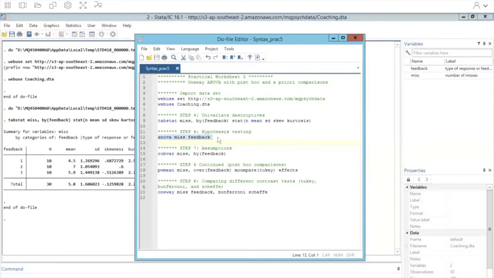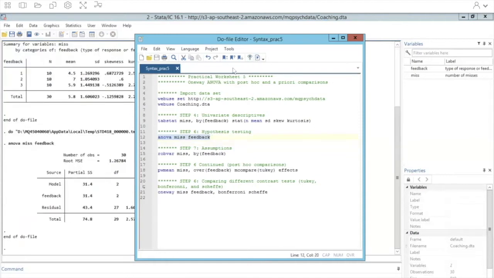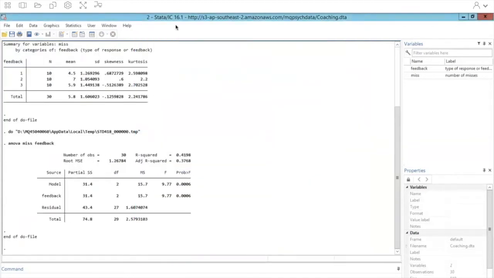Okay, the command here is pretty simple. It's just ANOVA, the dependent variable miss, followed by the independent variable feedback. All right, so the first thing we'll look at is the R squared. And we have an R squared of 0.4198.